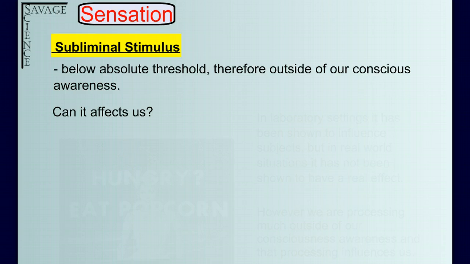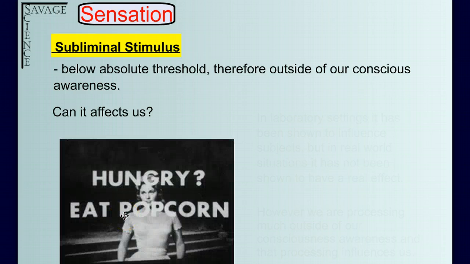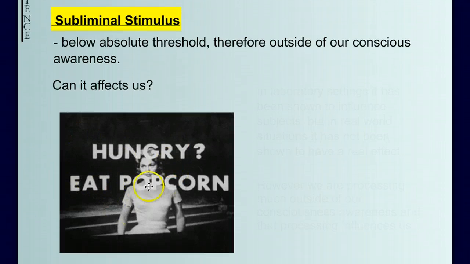Well, it turns out in 1957, a market researcher named James Vickery inserted the words hungry, eat popcorn, and drink Coca-Cola into a movie, one single frame of the movie, so fast that people couldn't even detect seeing it. And he was certain that that would increase sales at the concessions at the movie theater. And they reported that the concession sales increased 18% for Coke sales and 57% for popcorn sales. And this was thought to be a very big thing.